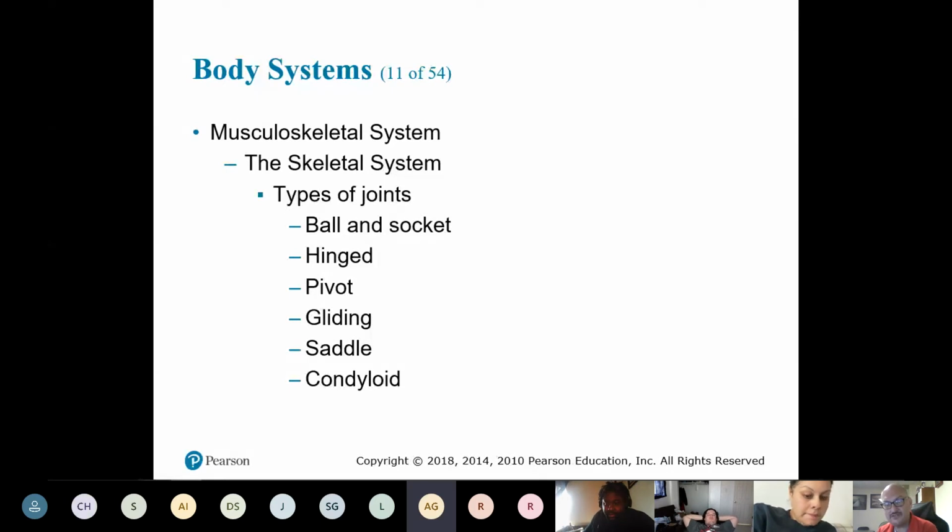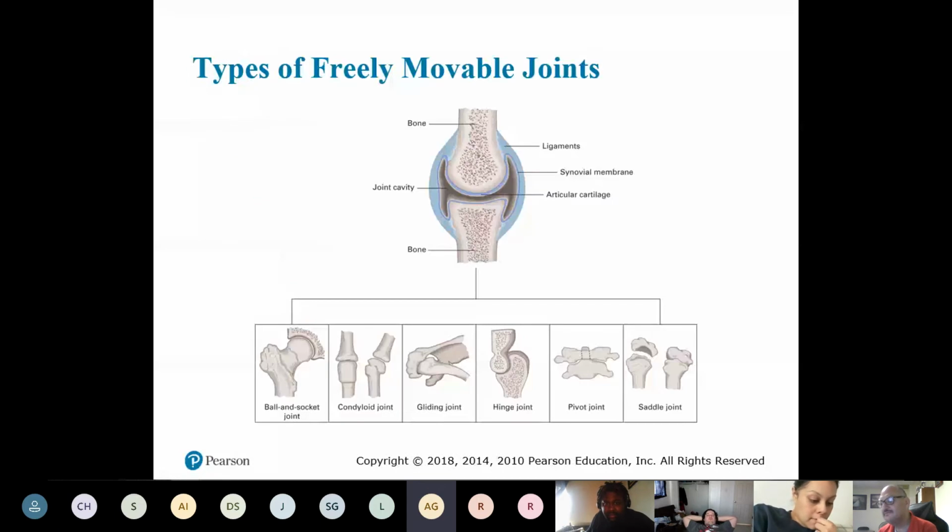So types of joints. So we know there's immovable and what else? I forget. I'm old. And now we're going to write the number 3.